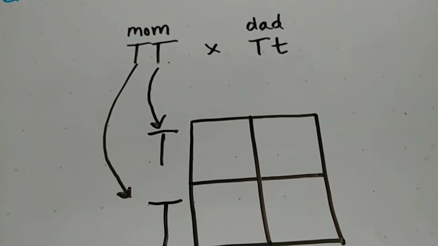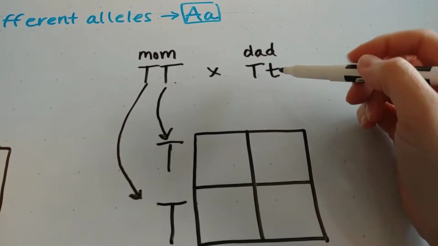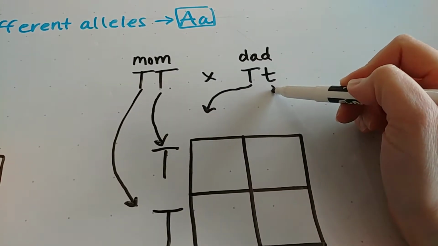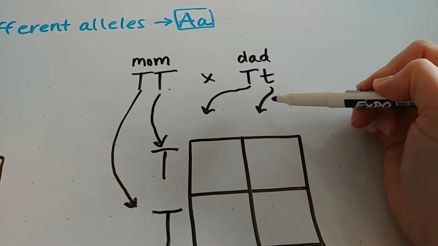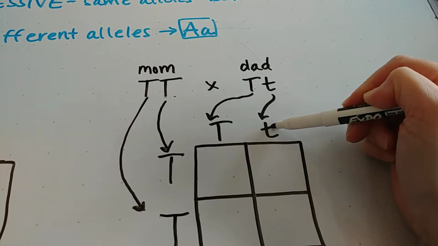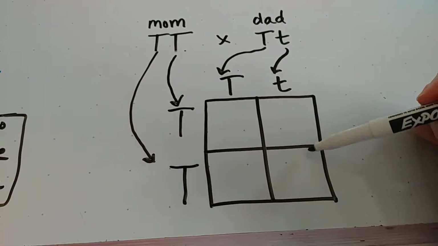I know they're both the same, but don't worry about that for now. For dad, I'm going to put dad's alleles on the top. You guys will notice that parent alleles always go outside the box. So dad has a dominant and dad has a recessive allele. He's got one of each. Now we fill in the boxes.